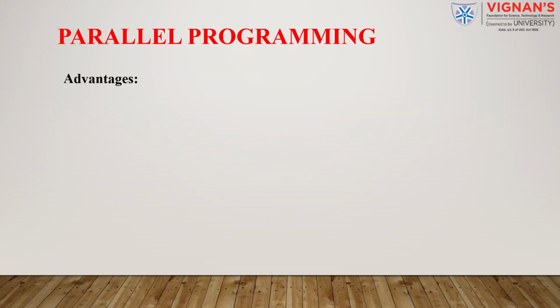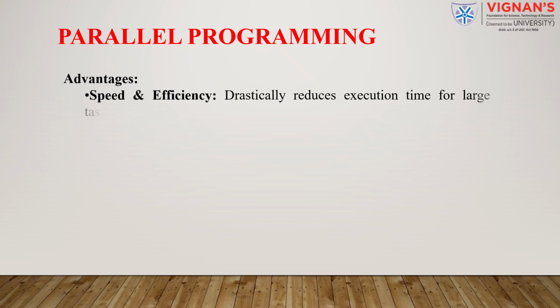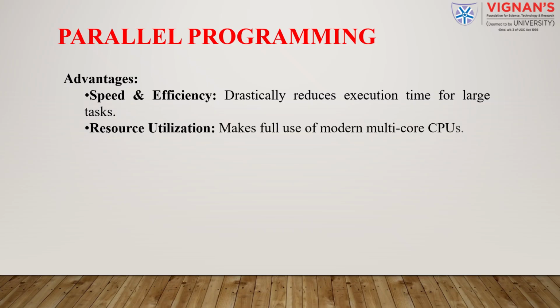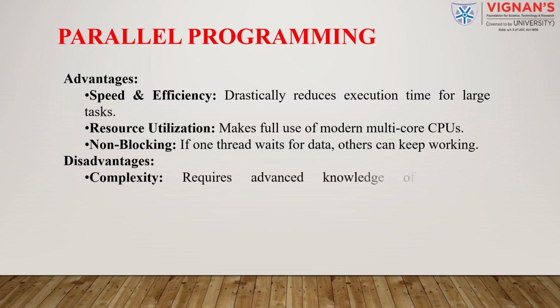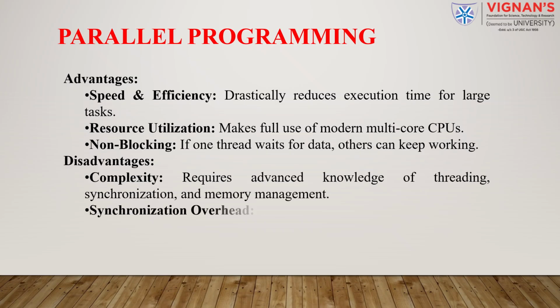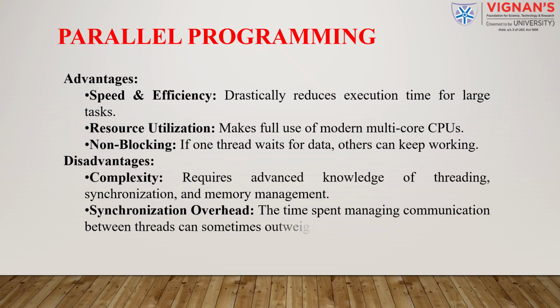The advantages: speed and efficiency. We drastically reduce execution time for large tasks. Resource utilization. We make full use of modern multi-core CPUs. Non-blocking. If one thread is waiting for data, the others can keep working, unlike the idle CPU in the sequential model. The disadvantages: complexity. It requires advanced knowledge of threading and memory management. Synchronization overhead. Paradoxically, the time spent managing the communication between these threads can sometimes outweigh the speed gains you hoped for.